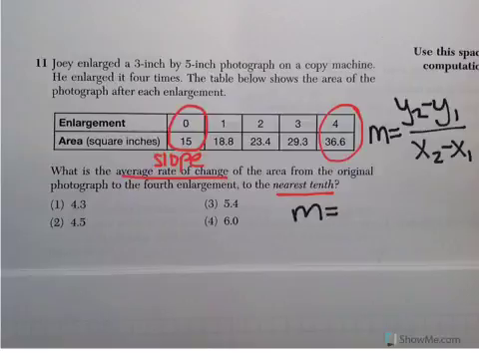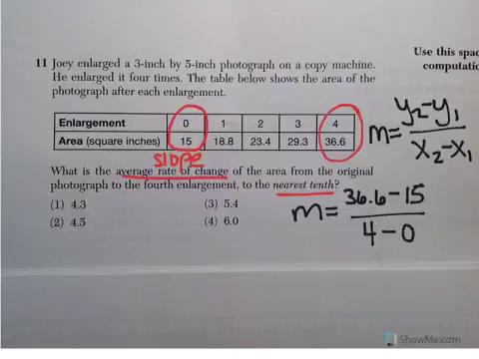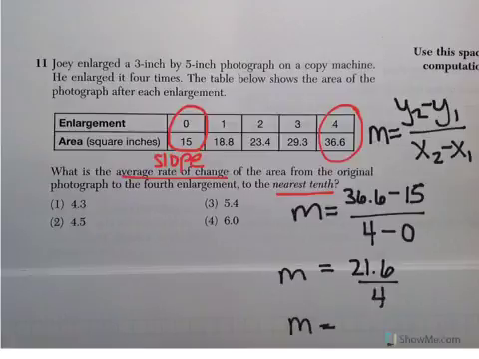So if we plug in the values, our y2 value would be 36.6 minus our y1 value of 15, divided by our x2 value of 4 minus our x1 value of 0. Simplify the numerator, and I end up with 21.6. Simplify the denominator, and I end up with 4. And when I divide 21.6 by 4, I end up with 5.4, choice 3.